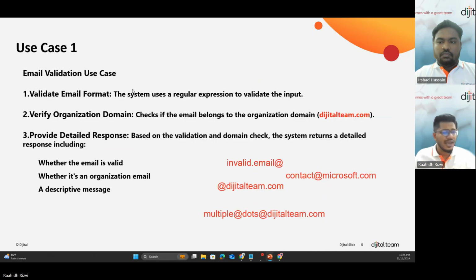Today we're going to see two use cases. The first use case is email validation, where we will use a regular expression to validate the email and check whether it's in the company's domain, and provide a response with the email if it's valid and if it's the organization email, along with a descriptive message on the validation of the input given. Here we can see some invalid emails, and we're going to check a valid email like this. The format would be like this.